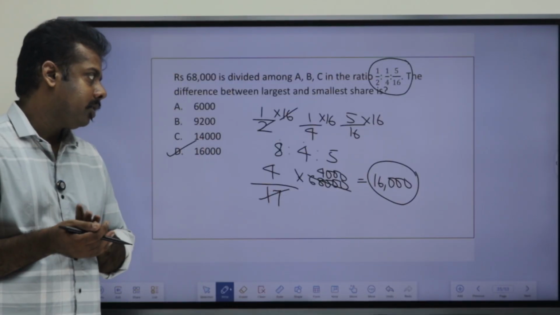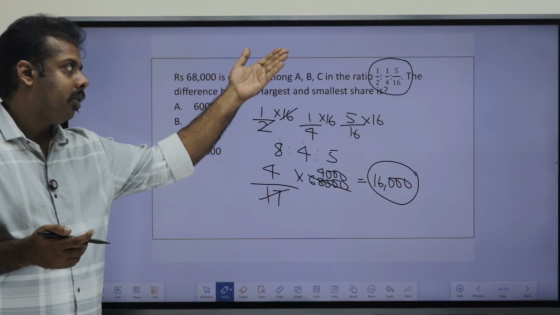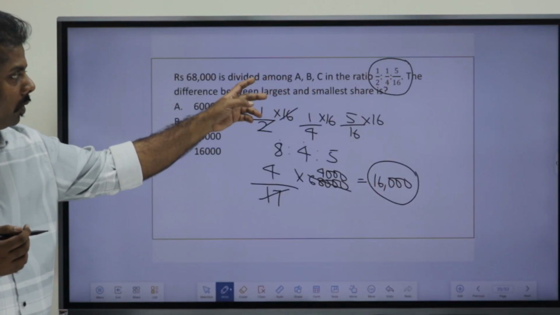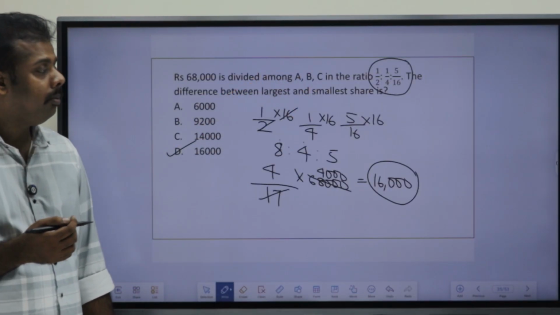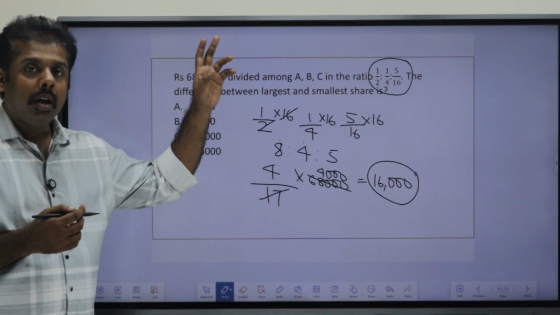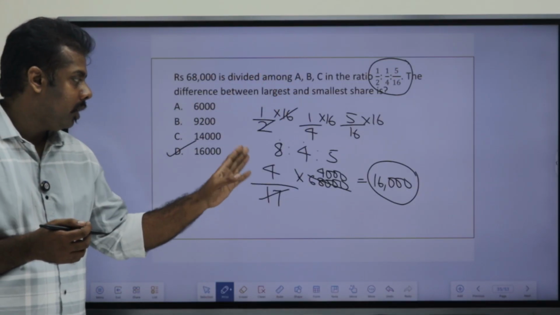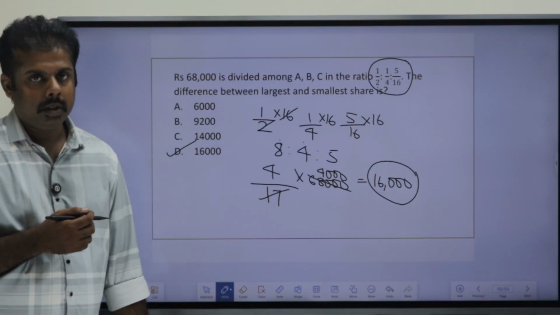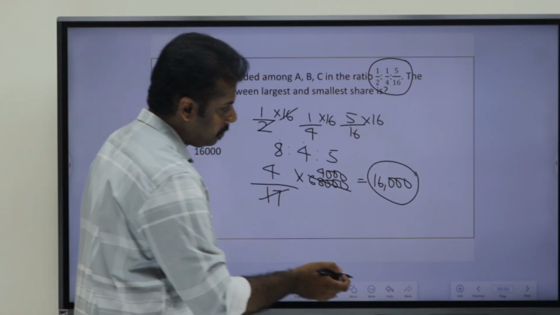Like we said, the basics are important here. That is what we did in the first case, we just converted the ratios that were given in fraction form into whole numbers. So that made our question a bit easier. Now I think we can move to the next question here.